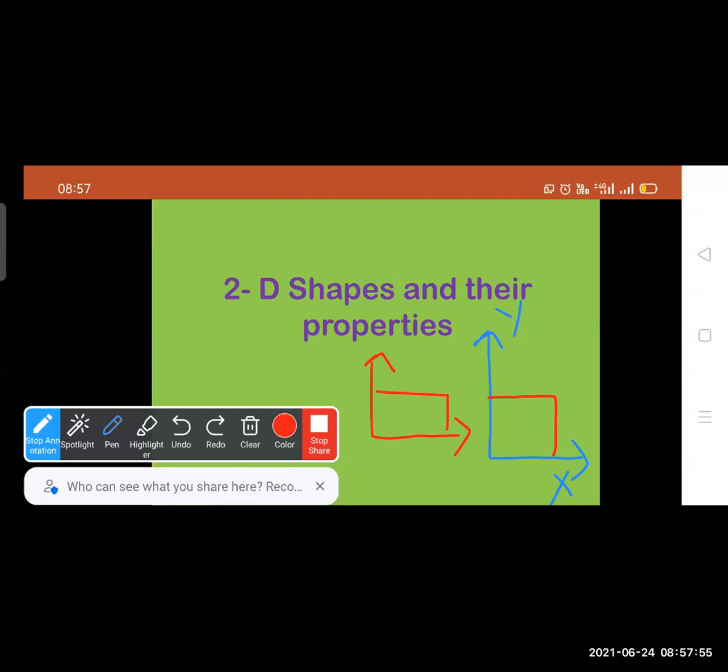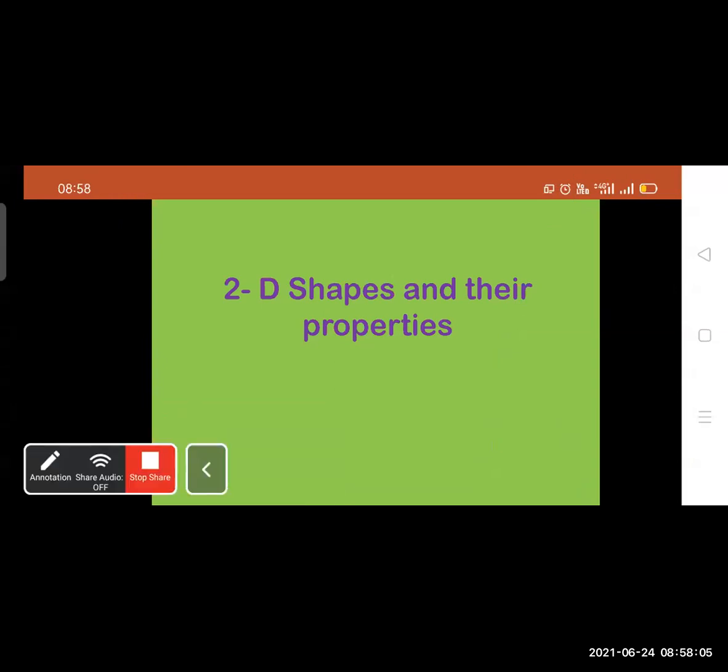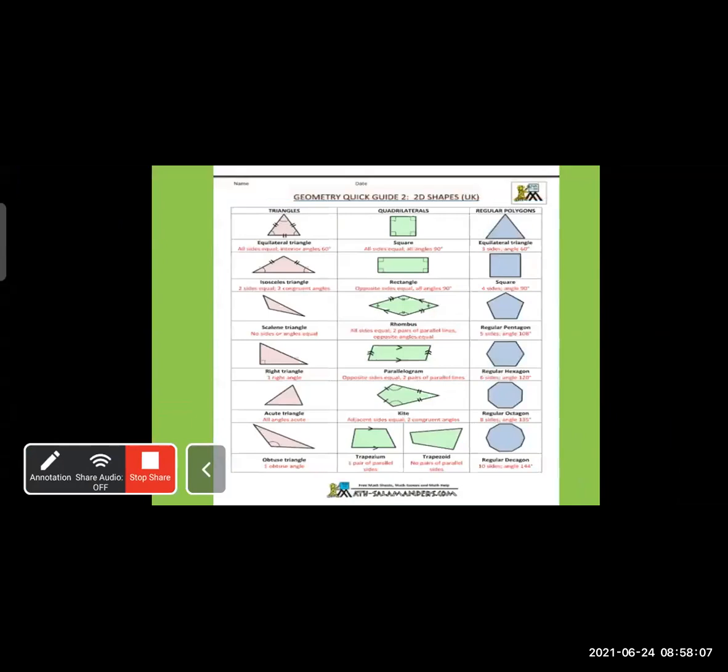First we revise all these 2D shapes and their properties, and then we learn the formulas for the area of 2D shapes. In the first column, triangles are there, in the second column, quadrilaterals, and in the third column, regular polygons. We are familiar with these triangles.